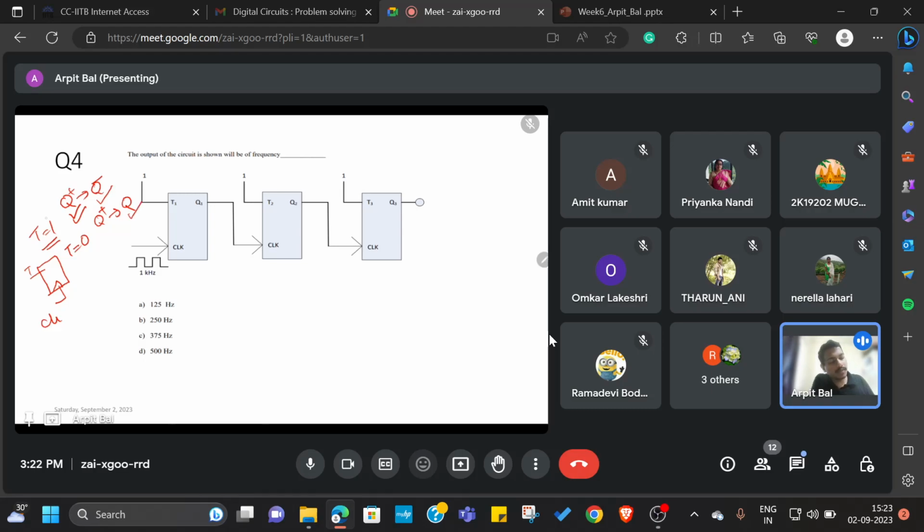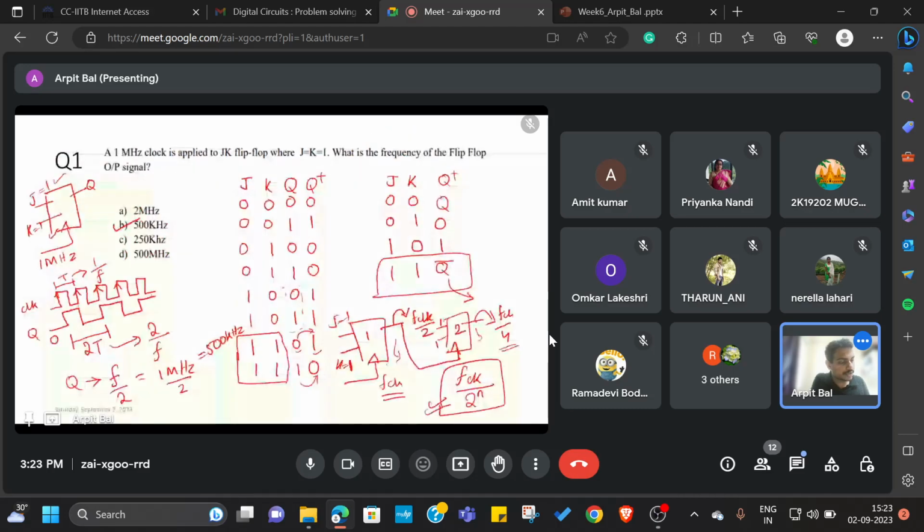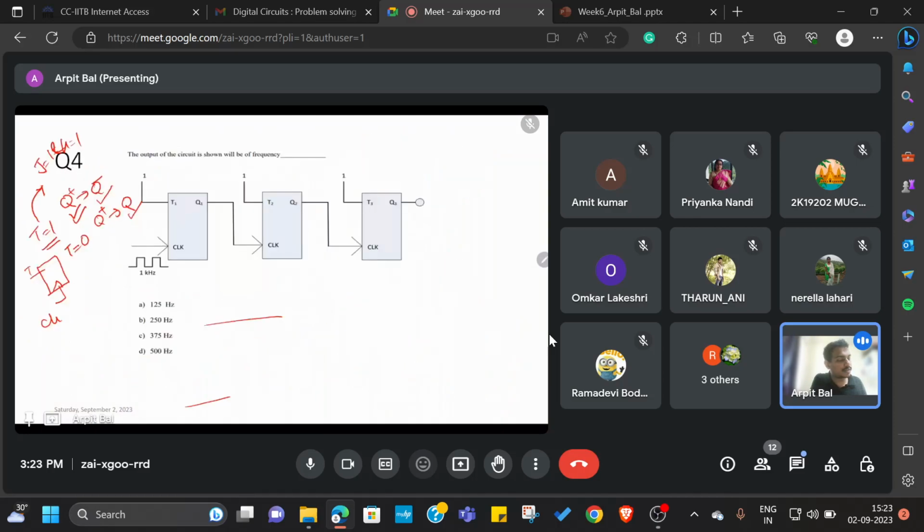Whenever I am saying T is equal to 1, it refers to the condition J is equal to 1 and K is equal to 1. That is exactly the same as question number 1's condition. So you can think of it as a JK flip-flop that is taking 1 kilohertz as the input. We observed the behavior of the circuit in the first question, so what is going to be the frequency at the output of the first flip-flop?